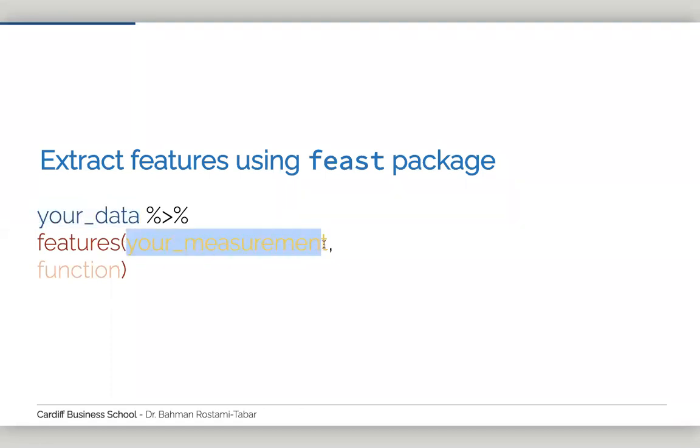So this is the name of the column or variable from your data. This is the first argument of the feature function, and then we put a comma, and you have a second argument, and this is the function. Of course, you can ignore this function, and if you do, it will automatically calculate all the features for the data. But if you provide a function, and we show in the next slides what we mean by a function, then it will specifically calculate the features you need.